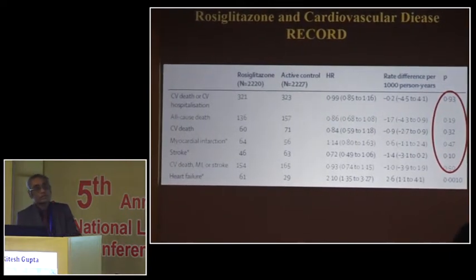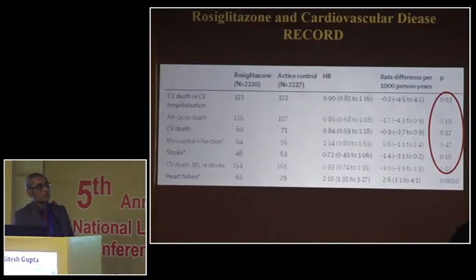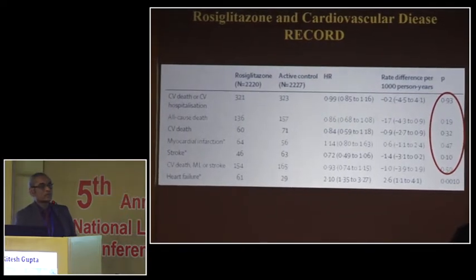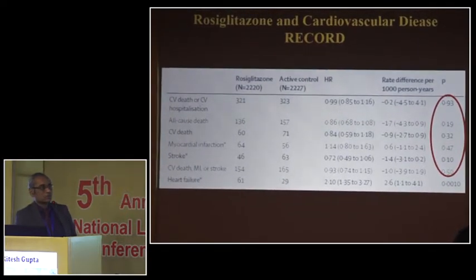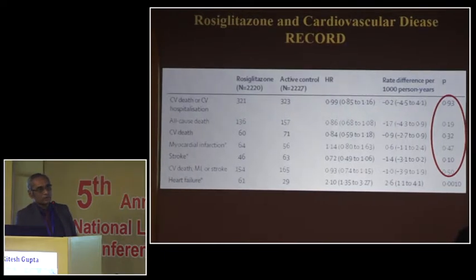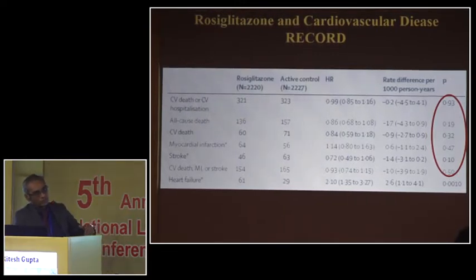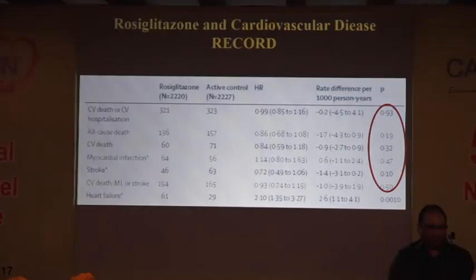But then this trial was also criticized. Patients who were on rosiglitazone had received more statins, so they said that could have influenced the outcomes in favor of rosiglitazone. But then FDA ordered a re-evaluation of the RECORD data. The data was analyzed again, taking into account everything. Still they found that there was no increase in the risk of adverse cardiovascular events.